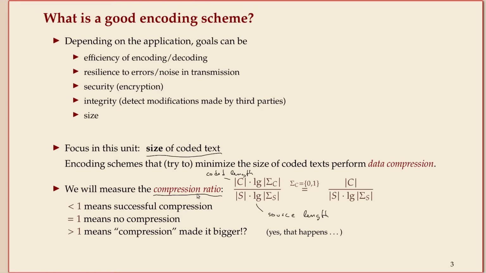So the compression ratio, the main measure to compare how good a data compression works, is taking the coded length and dividing it by the source length. And that gives you a number. Now, if the coded text uses a binary alphabet, then the size of this alphabet is 2, log of that size is 1. So in that case, you can just write it number of bits in the coded text divided by the length of the source text.